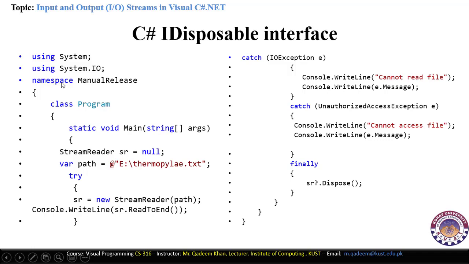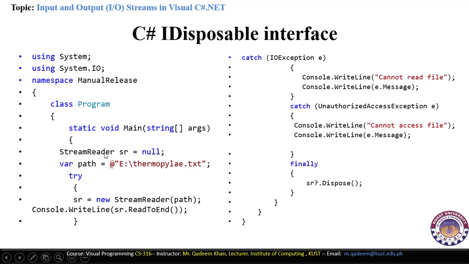Next we have namespace. Namespace represents the project here. ManualRelease is the name of the project. The namespace is composed of one or more classes. So here our class is class Program. It is a public class because we have not mentioned any access specifier, so by default it is public. Next we have the public static void Main function. This is the main function which must be in every C# program and the program execution starts from here.